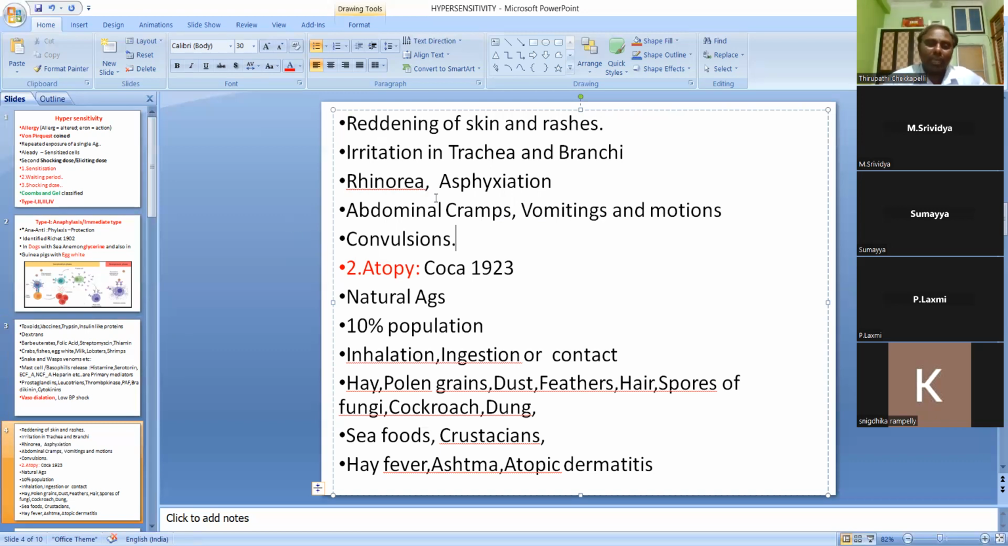First example is anaphylaxis. Second, another kind of immediate type of hypersensitivity is atopy or atopic allergy. It was explained by a scientist called Coca in 1943. So it occurs due to natural antigens.